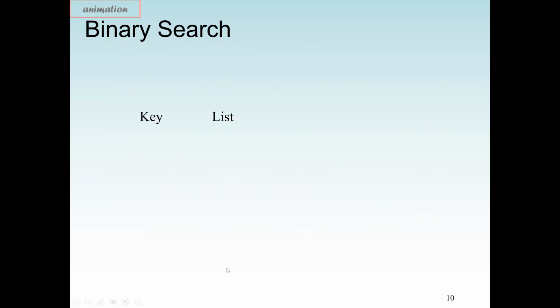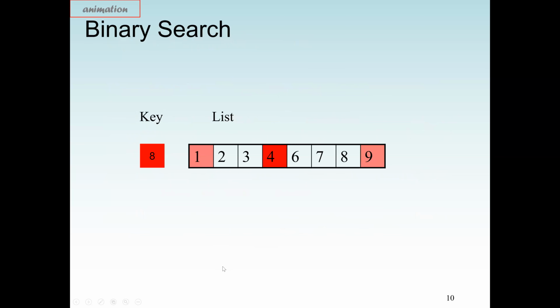So this is the animation for it. Let's say we have a list, 1, 2, 3. We consider these lists are sorted. Again, that is the precondition of binary search. The items have to be sorted first.